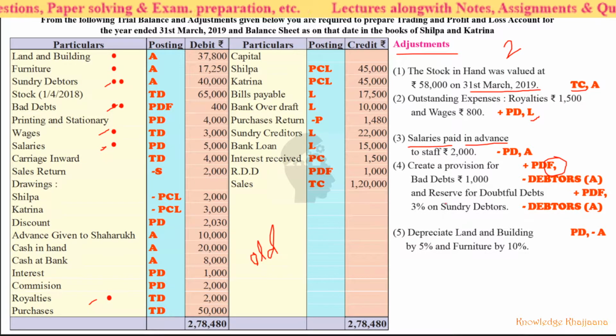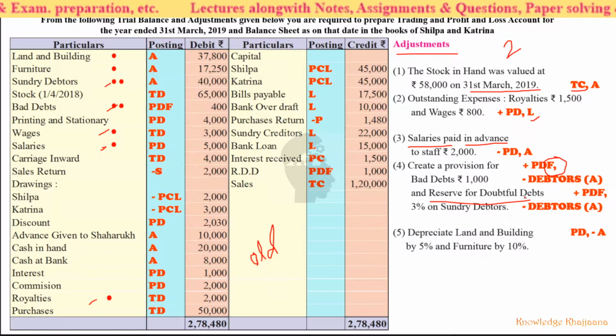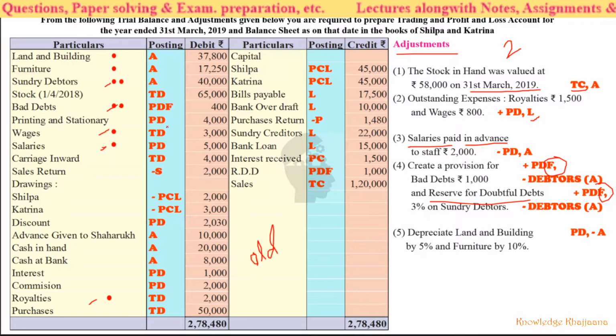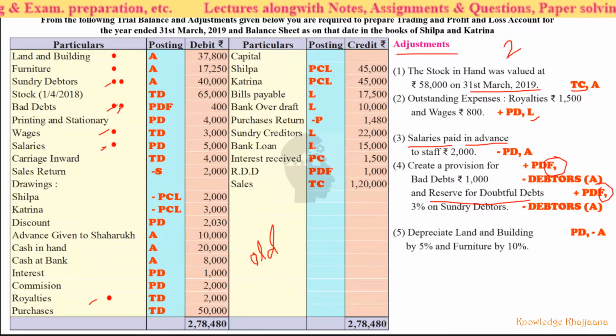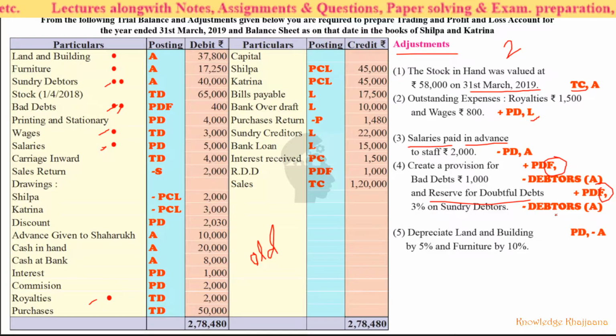And next, reserve for doubtful debts at 3% on sundry debtors. So this is again new reserve for doubtful debt, new RDD. So new RDD is added to the bad debts as per the formula. So again, against bad debts we will make a second marking, and that much of new RDD is reserved.